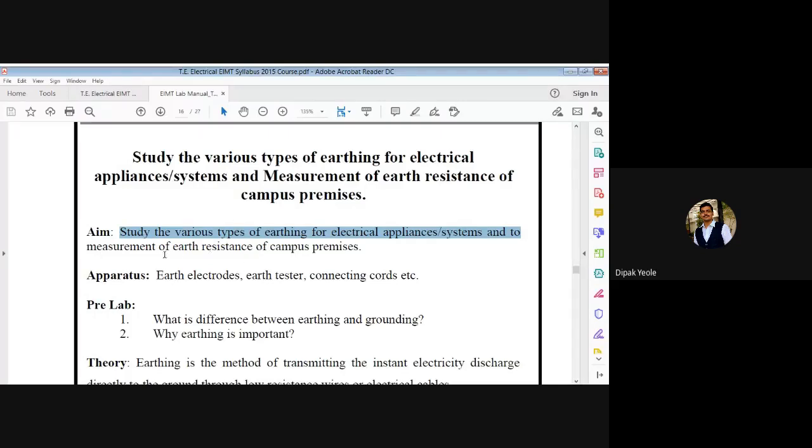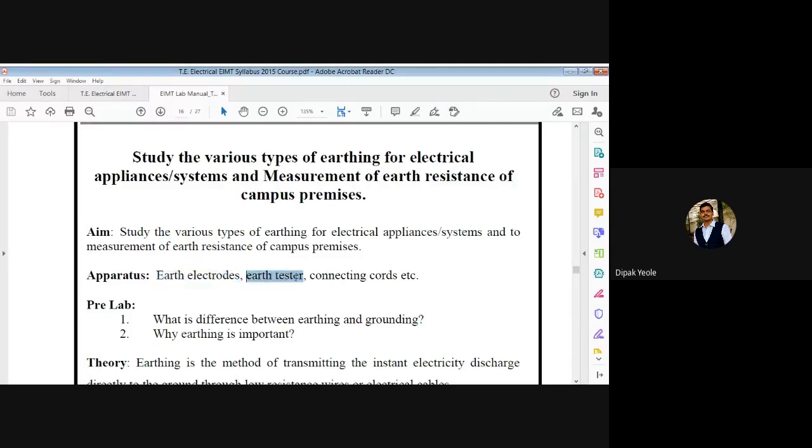Now, for performing this experiment, obviously we need the apparatus. So what are the apparatus we need? We need the earth electrodes. Yes, the name indicates itself. It is the electrode which we are going to place inside the earth. So that is part of the earth electrode.